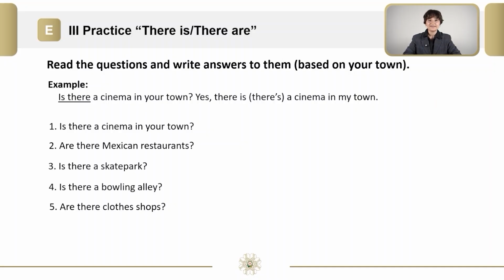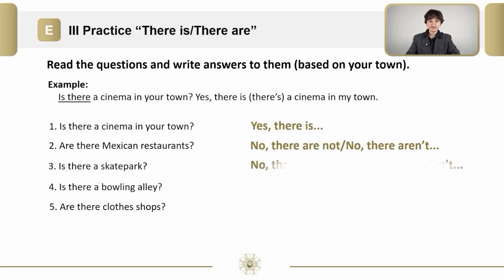Okay, welcome back. Now it is time to check your answers. The first question: Is there a cinema in your town? The answer can be: yes, there is. The second question is: Are there Mexican restaurants? Answers can be: no, they're not, or no, they aren't. The third question: Is there a skate park? The answer can be: no, there is not, or there isn't.